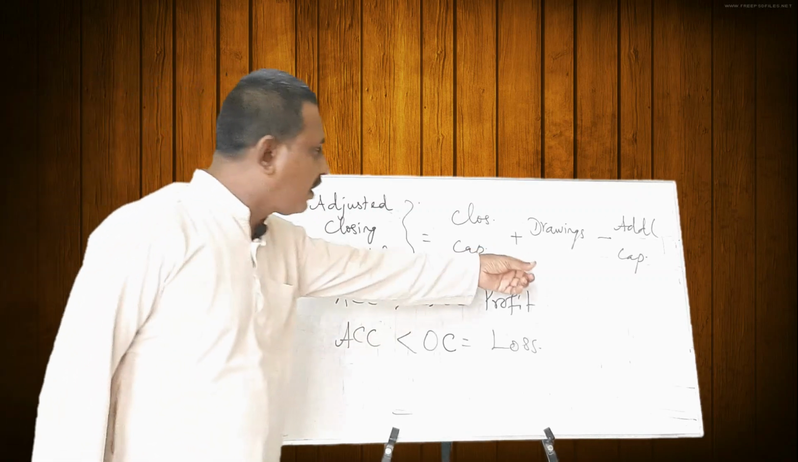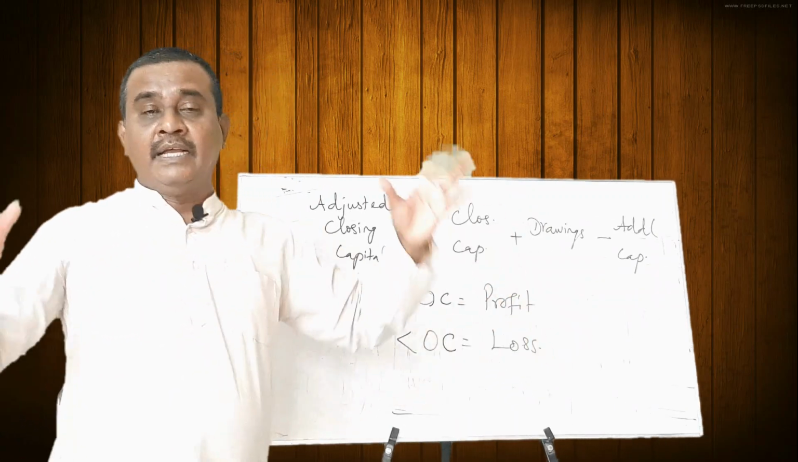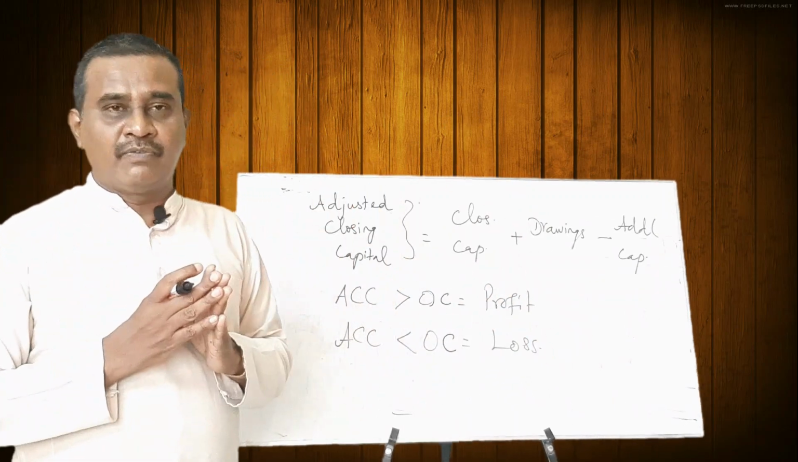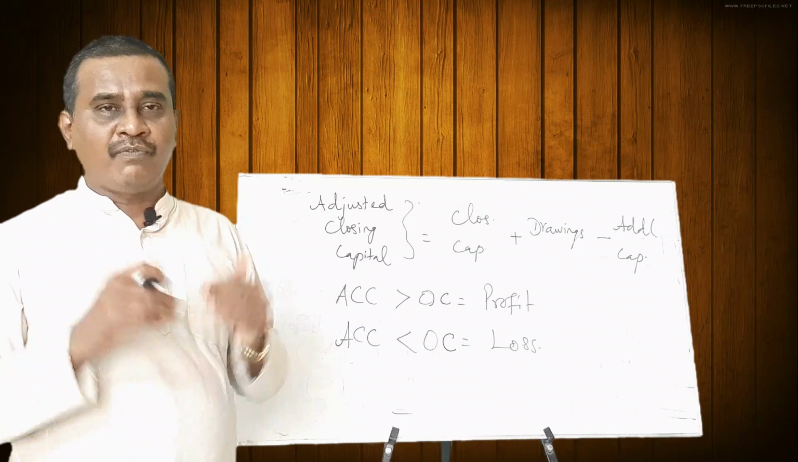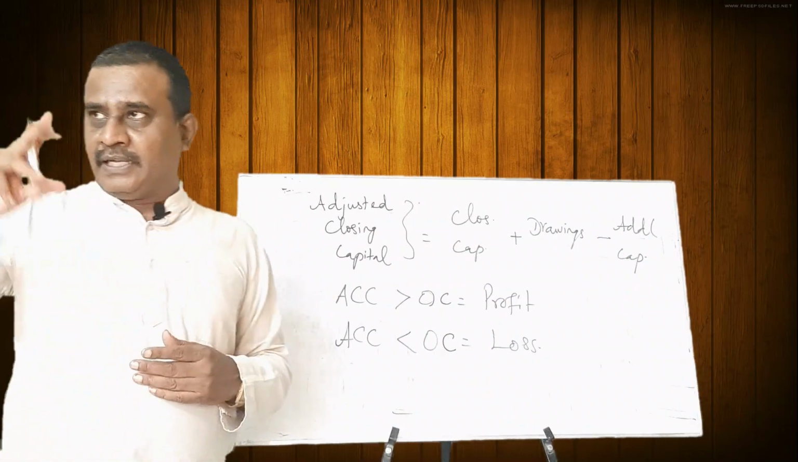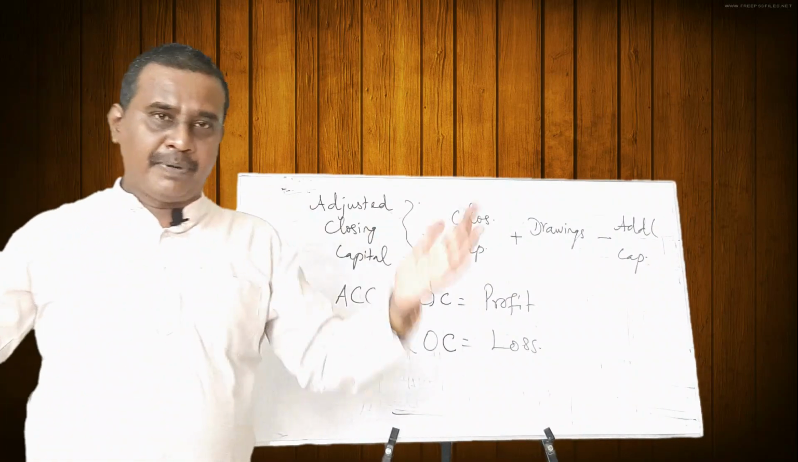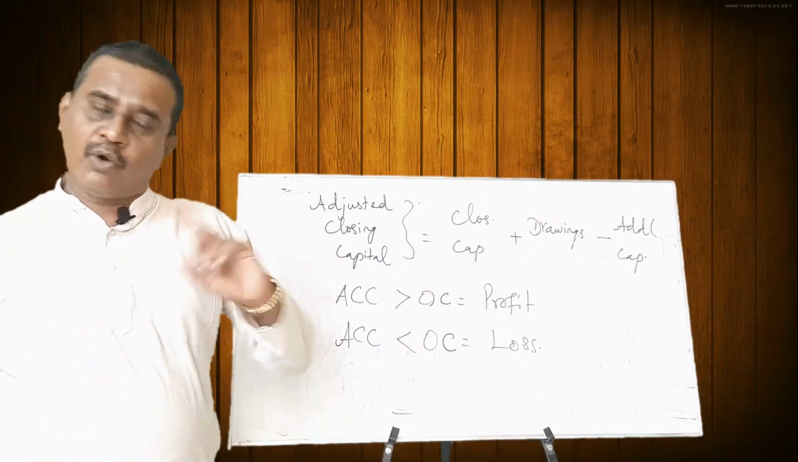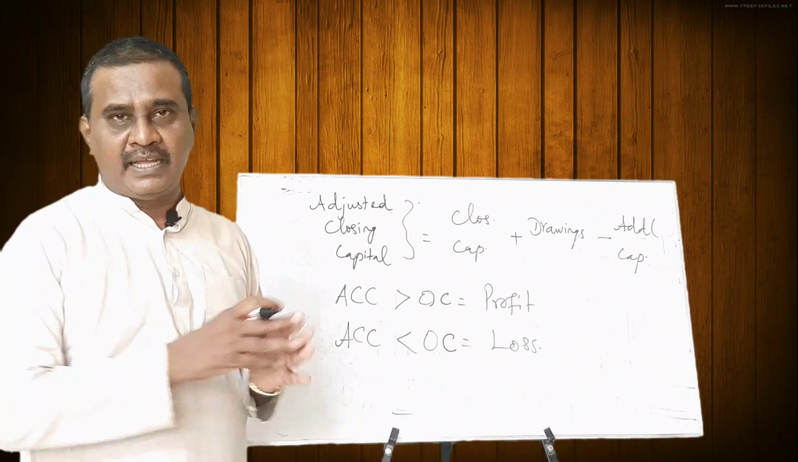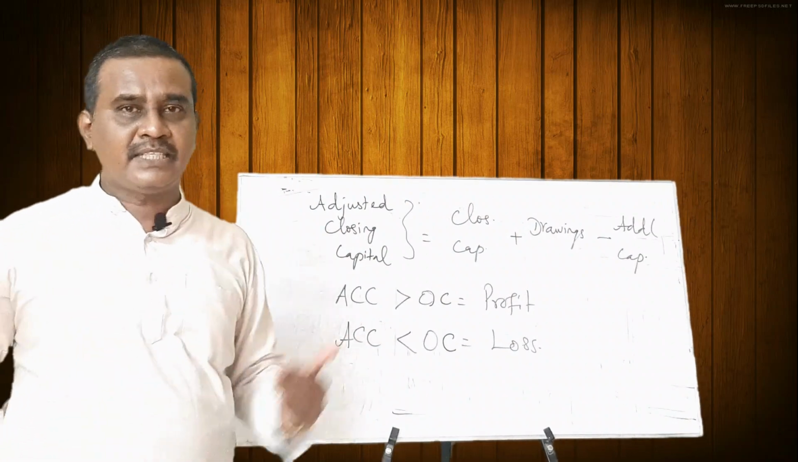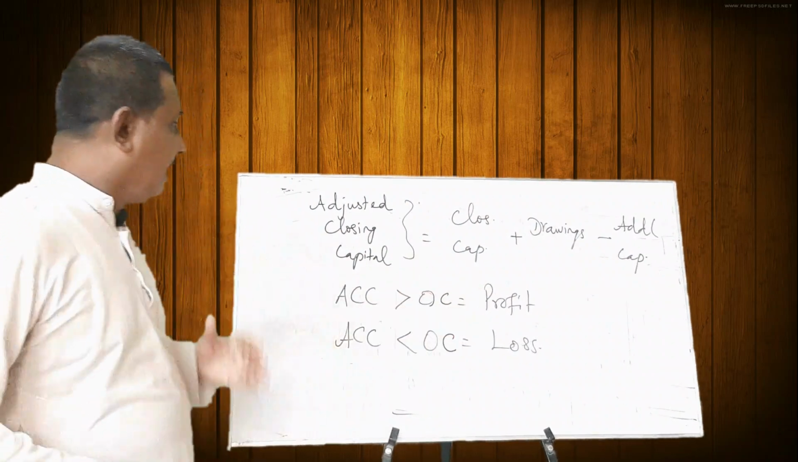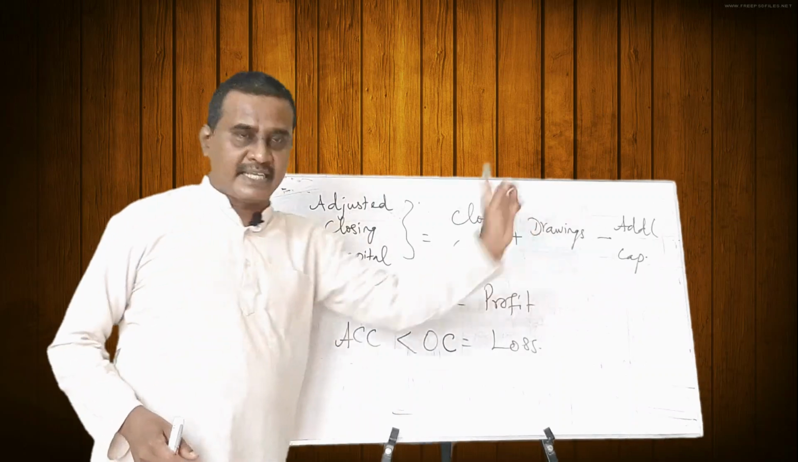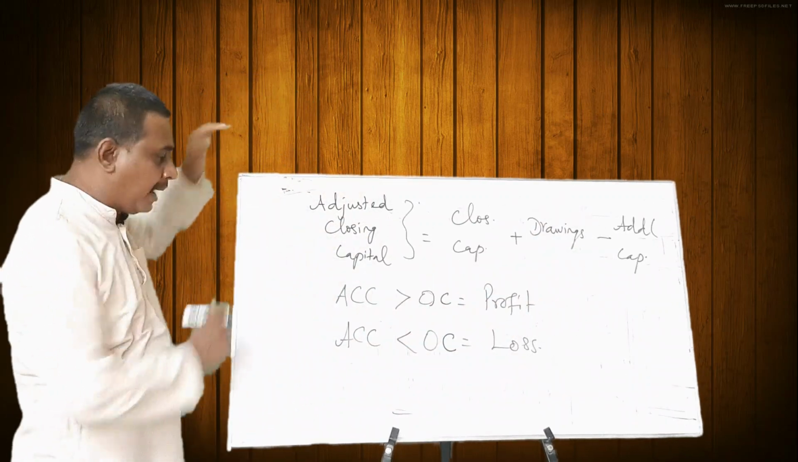Suppose when there is no drawings and additional capital, they directly come for calculation of profit. How? They take the closing capital and opening capital and they make a comparison. If closing capital is more than the opening capital, there is profit. When closing capital is less than the opening capital, there is loss. When drawings and additional capital is given, we have to use this formula.